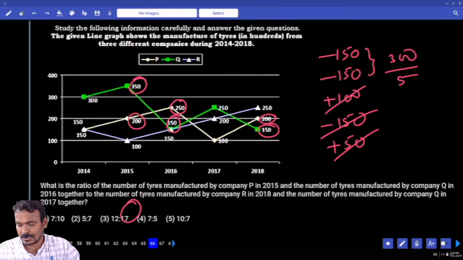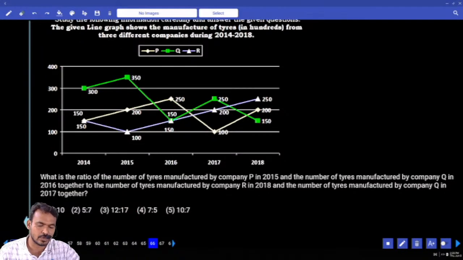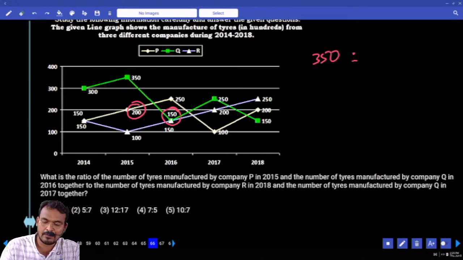Next, question number 66. What is the ratio of the number of tires manufactured by P in 2015 and tires manufactured by Q in 2016? What is the P value in 2015? 200. And Q in 2016. What is the Q value in 2016? 150. 200 plus 150, 350. Another one, R in 2018. R in 2018, 250. And Q in 2017, 250. 250 plus 250, 500. What is the ratio?